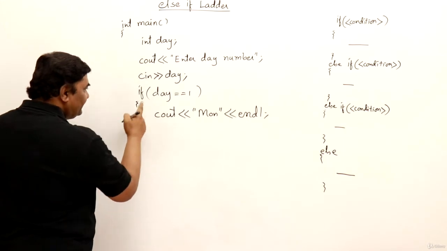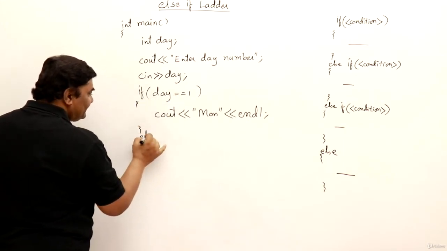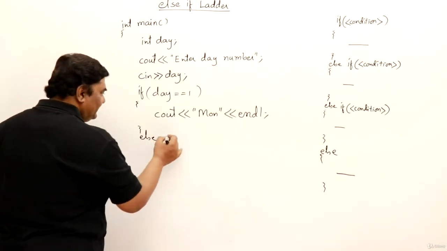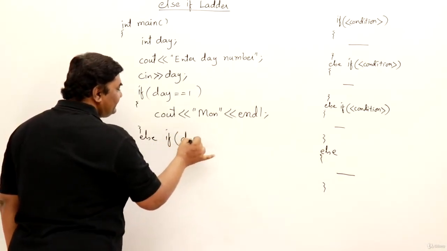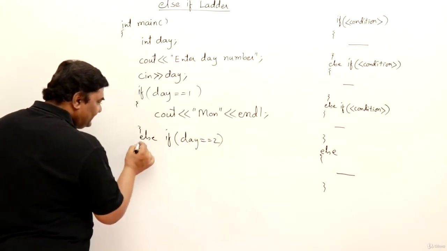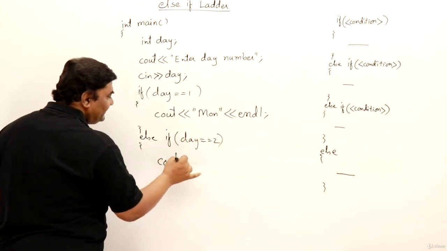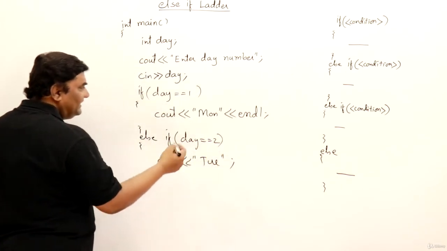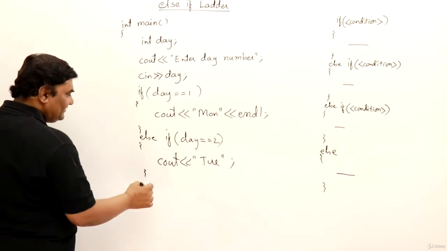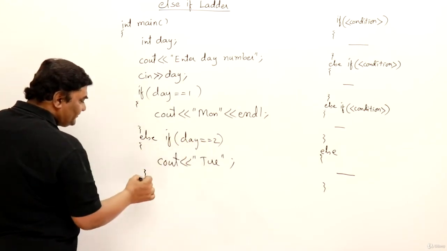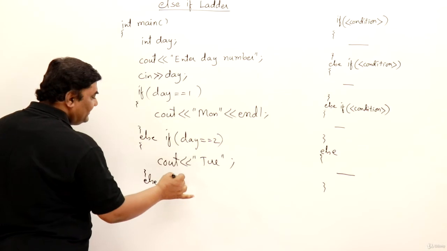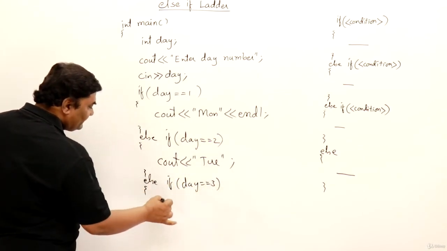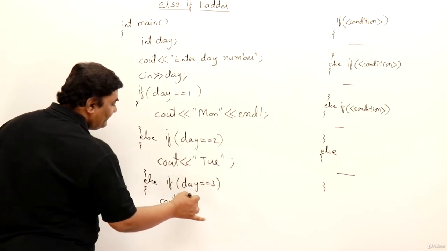Then if day is not 1, else, then what? Again if day is equal to 2, then here I will print Tuesday. So just I will write Tuesday, that's all. And if you want, you can write endl for a new line. Then if it is not 2 also, then else if day is equal to 3, then here cout Wednesday.